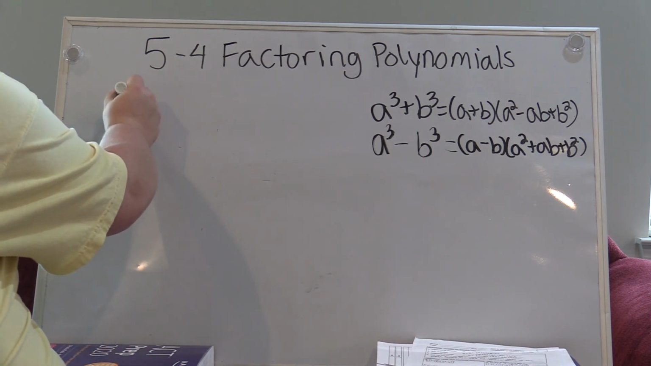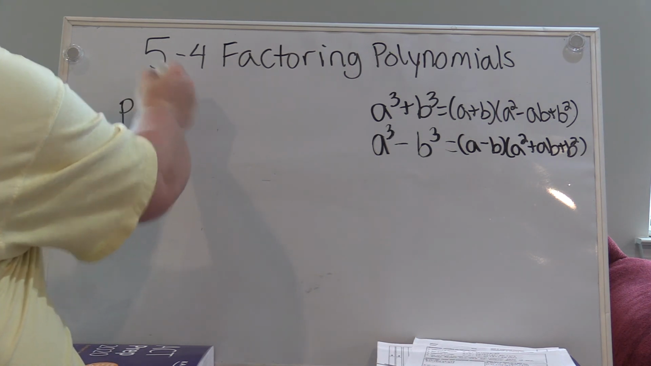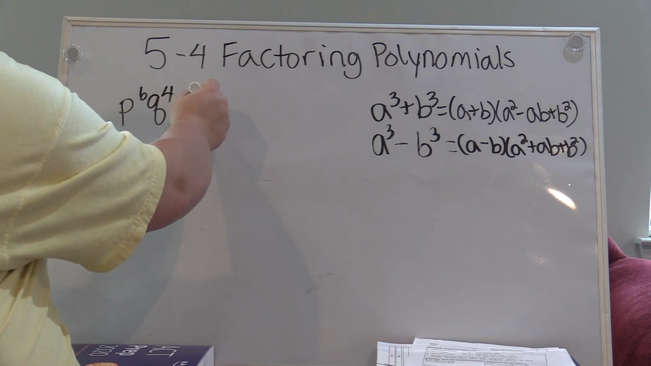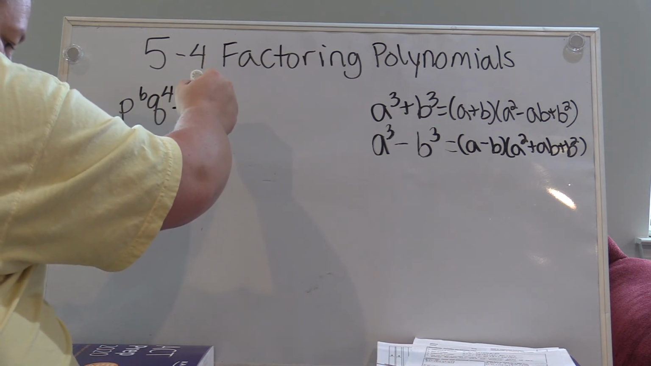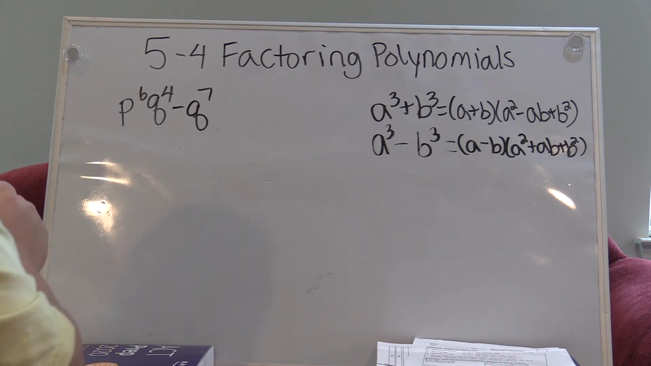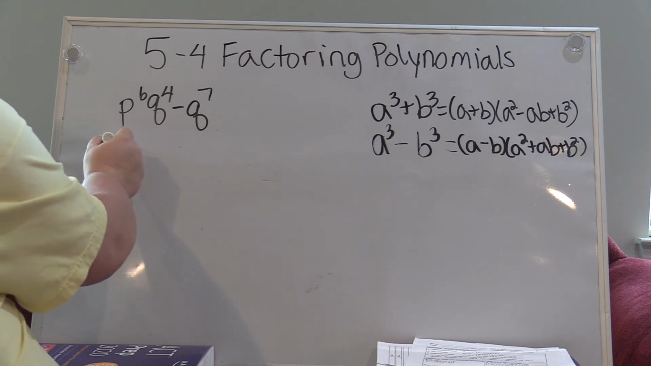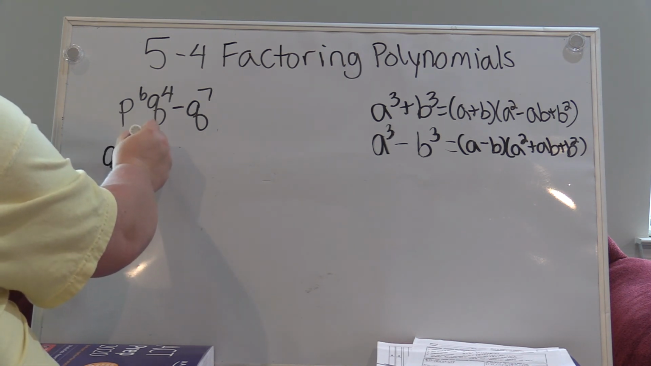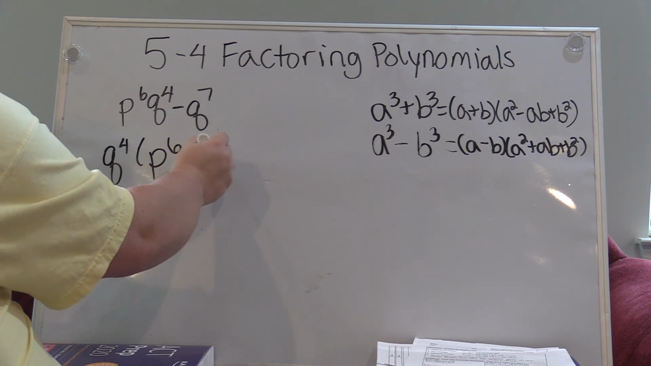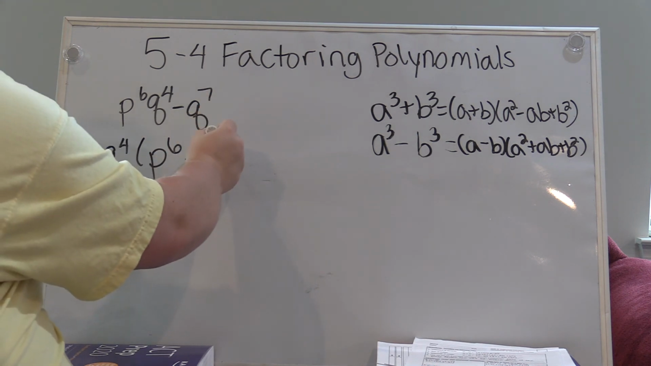So I have p to the 6th q to the 4th minus q to the 7th. And here, the first thing we have to do is take out my greatest common factor. My greatest common factor here is q to the 4th, and I get p to the 6th minus q to the 3rd. Sorry about that.